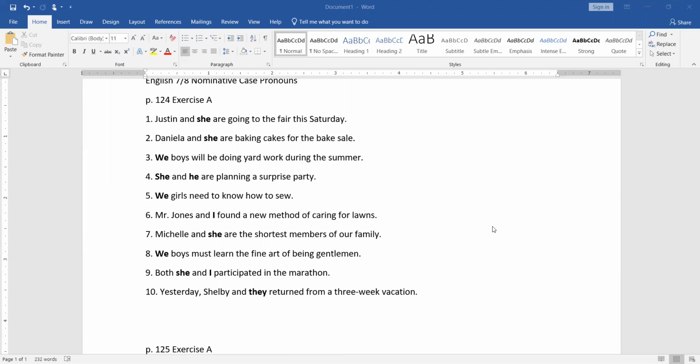That's where it gets really proper. And a lot of times you'll see people say Shelby and them returned from a 3-week vacation, but that is not grammatically correct. Take everything else out, say they returned from a 3-week vacation, and it becomes very clear that that's really the correct case that's supposed to be used. I don't know how I said that.